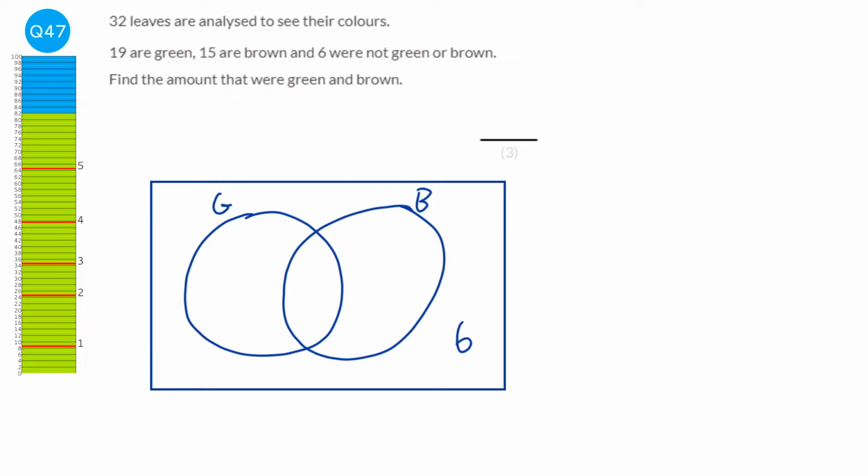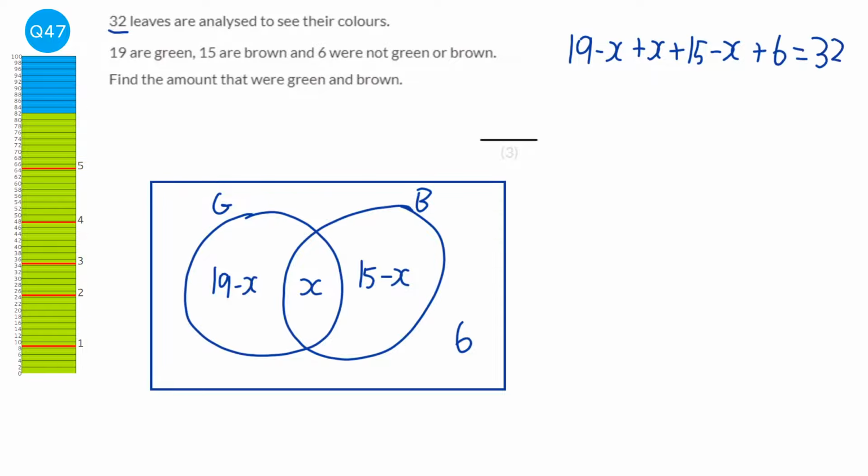So what we can do is label the center x, and we can say that there are 19 take away x just green, because they could have been both green and brown. And for the brown we can do the same, so it'd be 15 minus x. And for the next step, we know that all of them together add up to 32, because it says in the question. So we're going to add all of these, the 19 minus x, the 15 minus x, and the 6 together, and we know that equals 32.